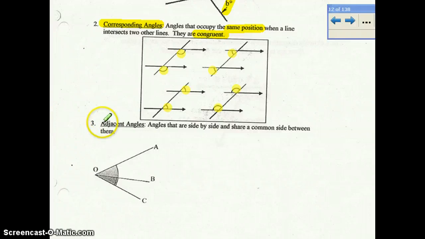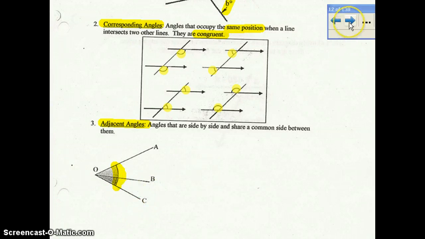The last one we're going to talk about on this page would be adjacent angles. Adjacent is a word you may have heard in language arts class. It just means next to. So these are angles that are side by side, and they share a common side between them. So just these two angles right here are adjacent. They're right next to each other, so they actually form one bigger angle together.